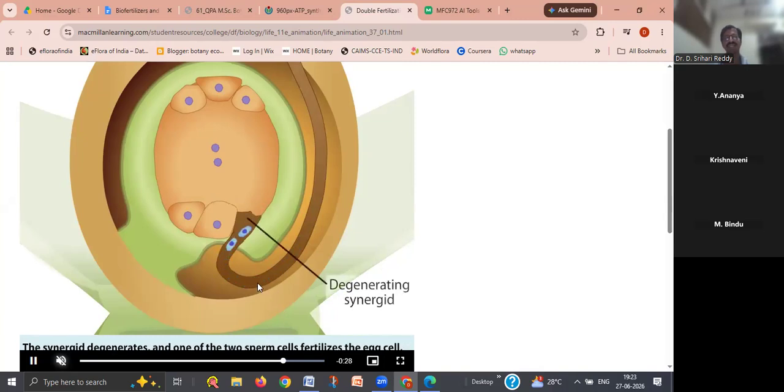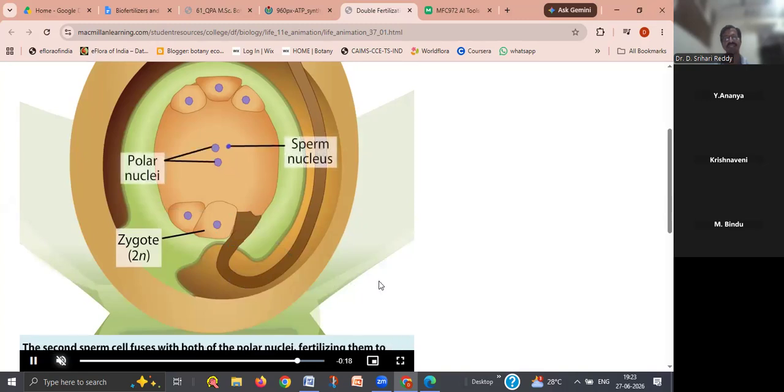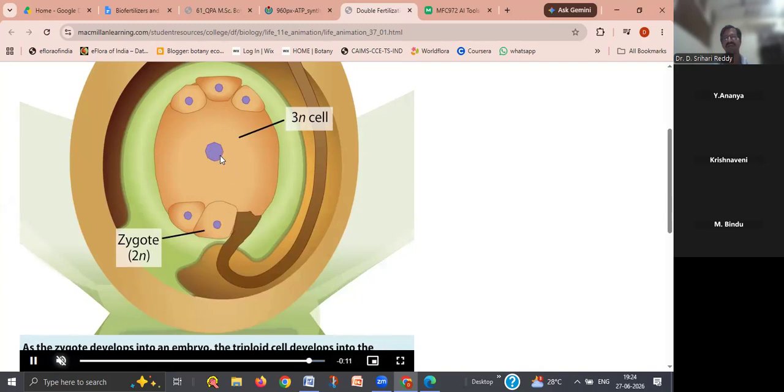One of the synergids degenerates, and the two male nuclei are sperm nuclei. One of them fertilizes the egg nucleus, and the second one fertilizes the polar nuclei which are present in the central cell. So this process is called double fertilization. The product of the fertilization with the egg cell is the zygote, whereas the product of the triple fusion is a 3N cell, the PEN, primary endosperm nucleus, that is the triploid one.